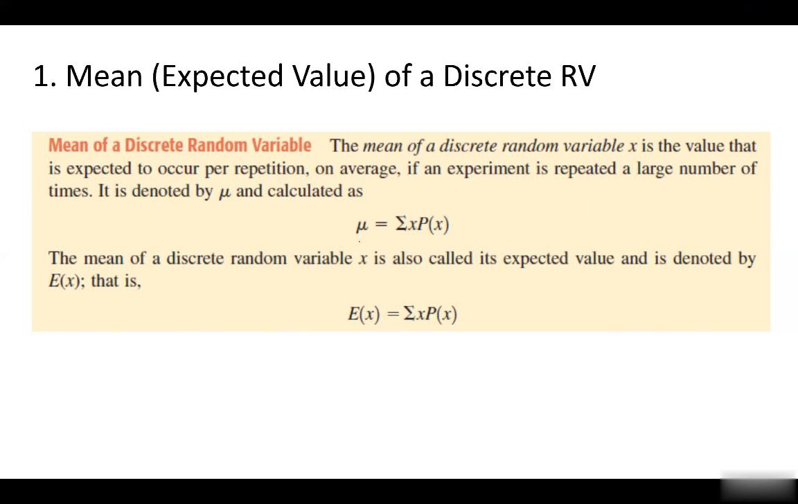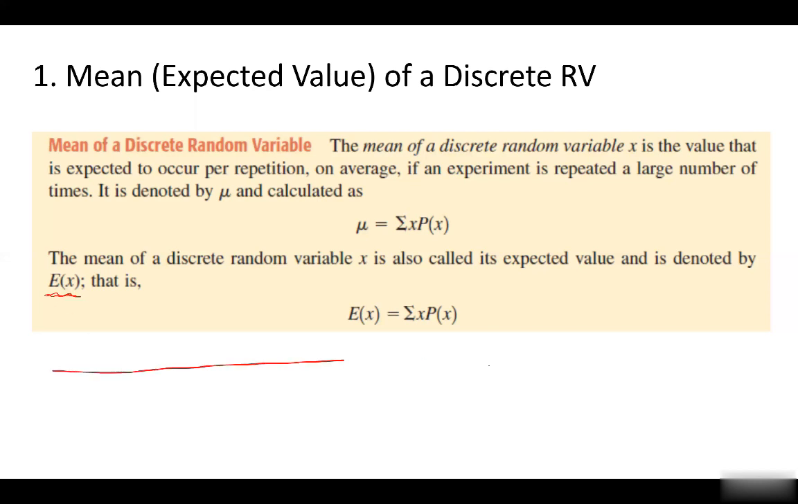That is, the expected value or mean of a random variable is the sum of the value of this random variable times the corresponding probabilities. Sometimes we also denote the expected value or mean with this sign. That means the expected value of X, E(X). So what does this mean?